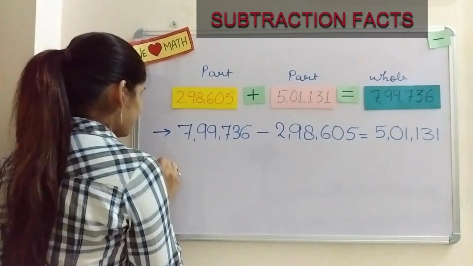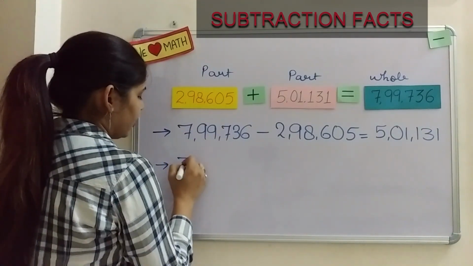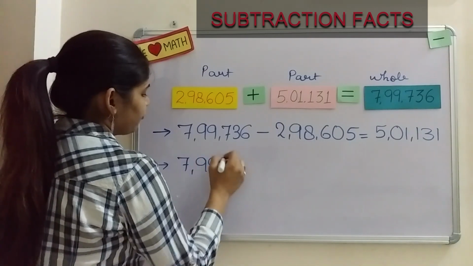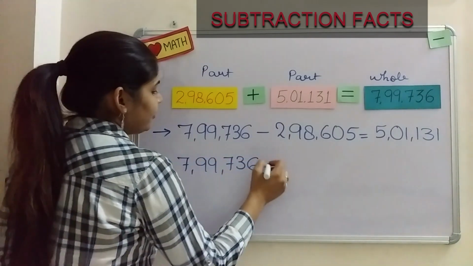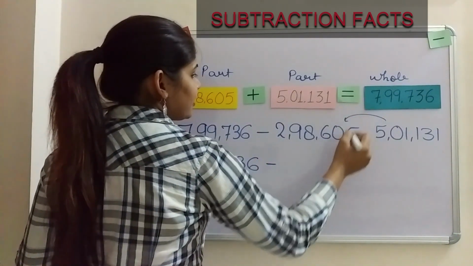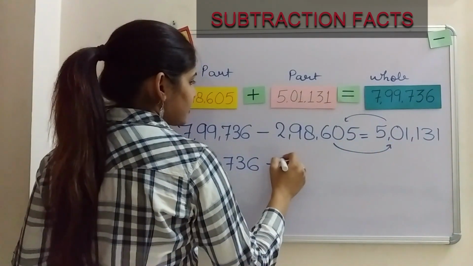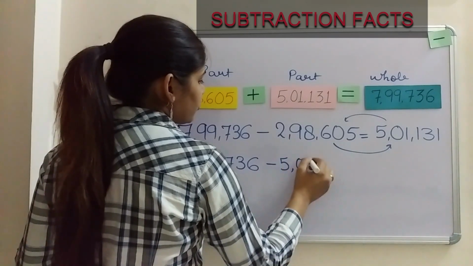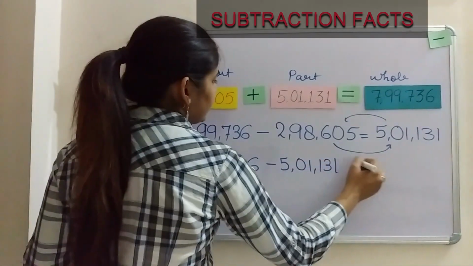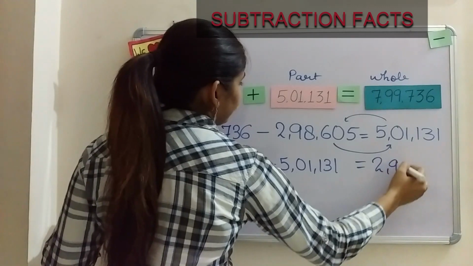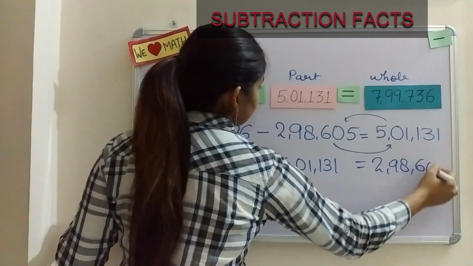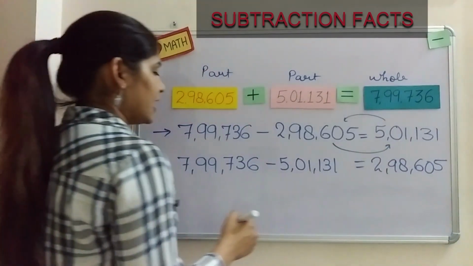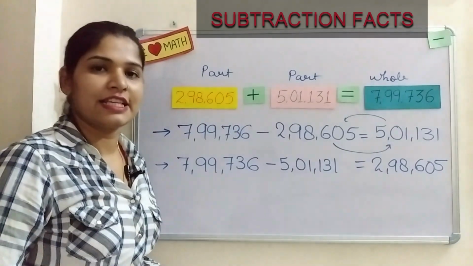So what is the second subtraction fact? Yes, we have to copy down the same whole first of all. Then we are going to interchange the places of these two parts. 5,01,131 equals 2,98,605. So these are the two subtraction facts for this equation.